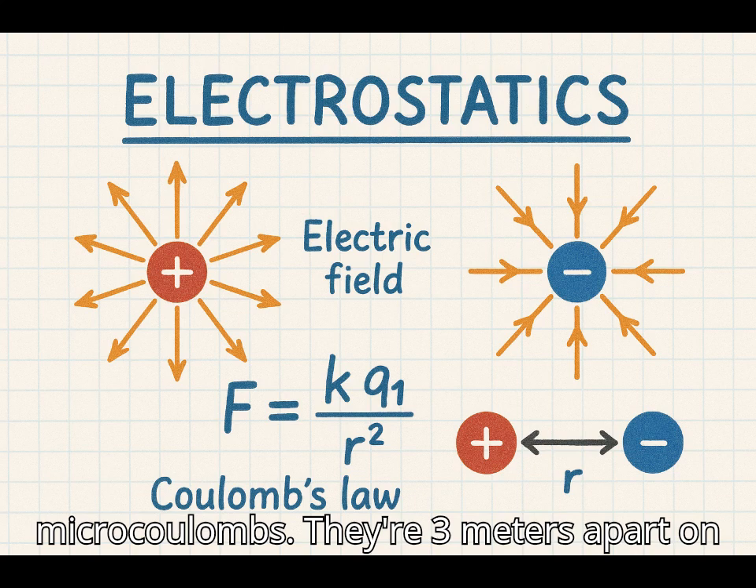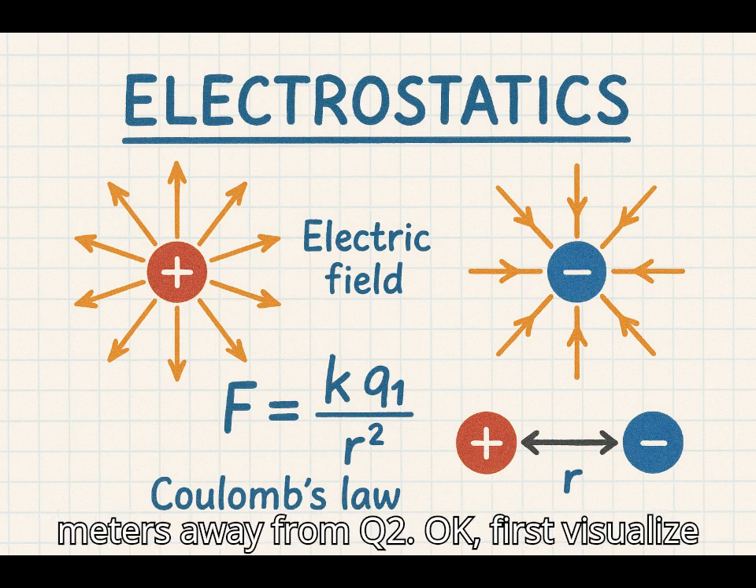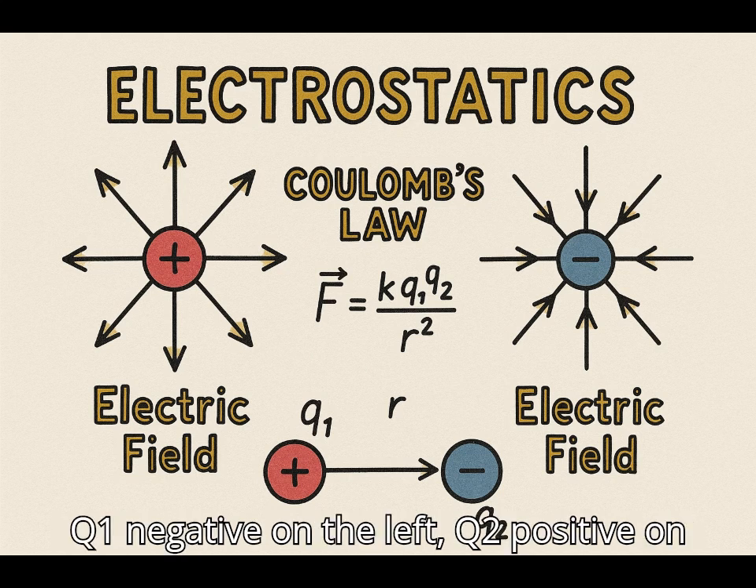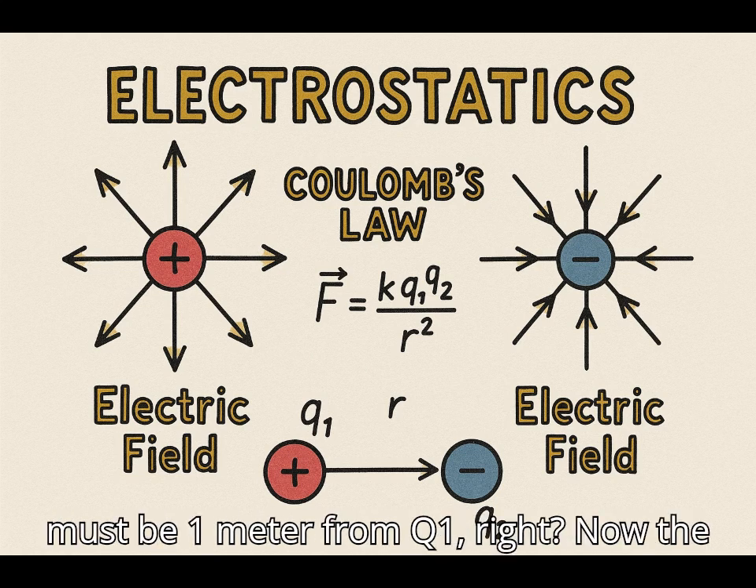They're 3 meters apart on a line, and point P is on the same line, 2 meters away from Q2. Okay, first visualize. Q1 negative on the left, Q2 positive on the right, 3 meters apart. P is between them, 2 meters from Q2, which means it must be 1 meter from Q1.